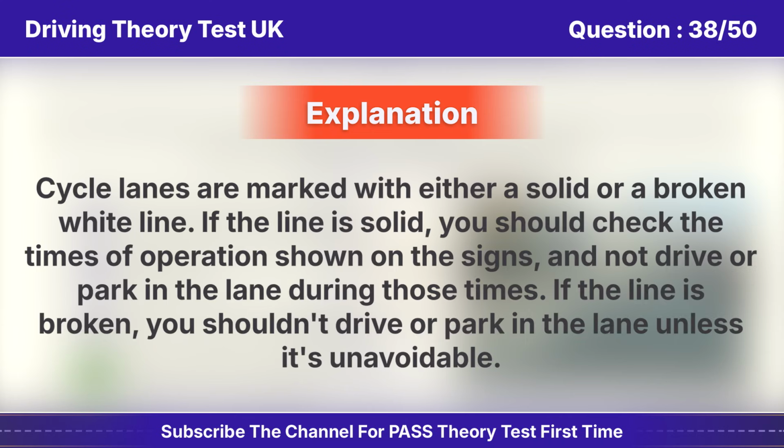Cycle lanes are marked with either a solid or a broken white line. If the line is solid, you should check the times of operation shown on the signs, and not drive or park in the lane during those times. If the line is broken, you shouldn't drive or park in the lane unless it's unavoidable.